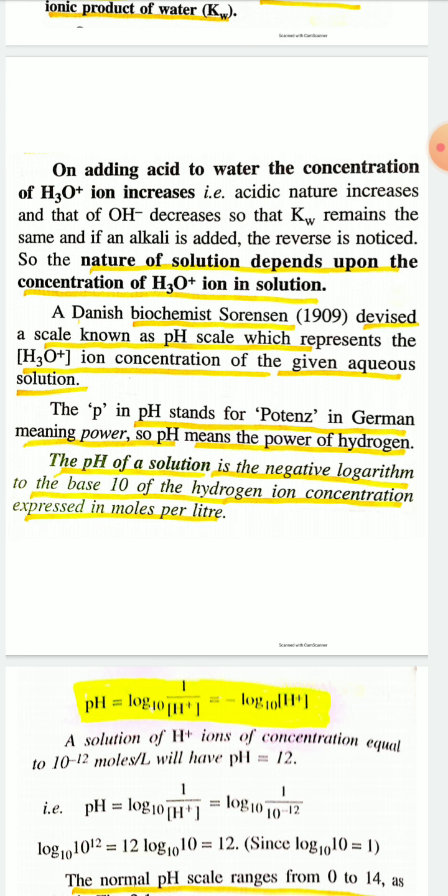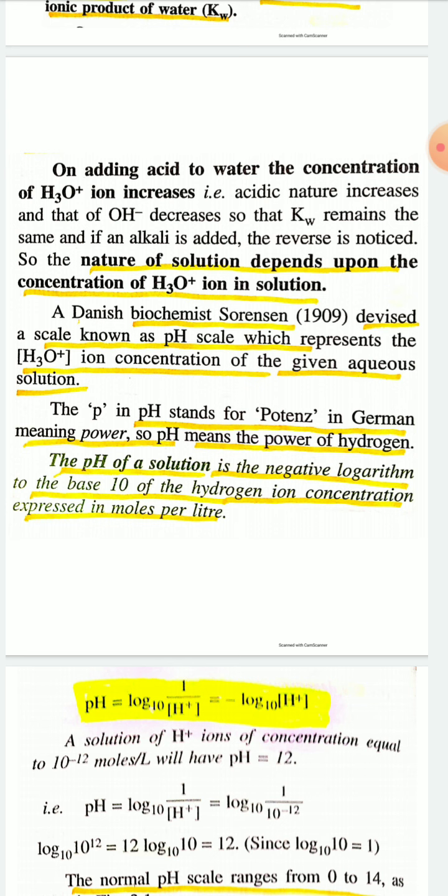negative logarithm to the base 10 of the hydrogen ion concentration expressed in mole per liter. Concentration of hydrogen ion, that is H3O+ ion. Concentration of hydrogen ion means concentration of H3O+ ion, measured or expressed in mole per liter unit.